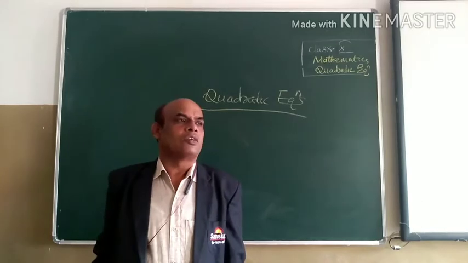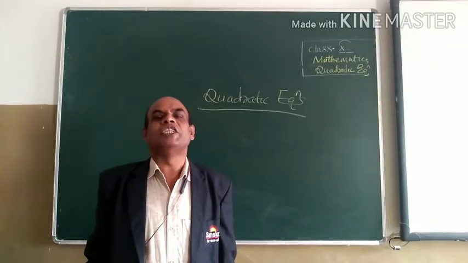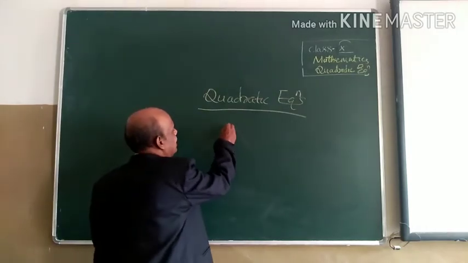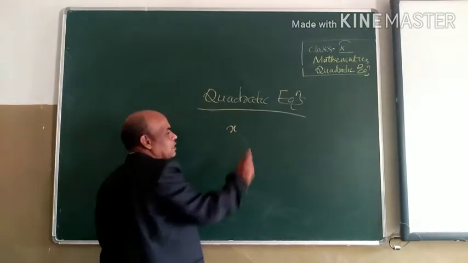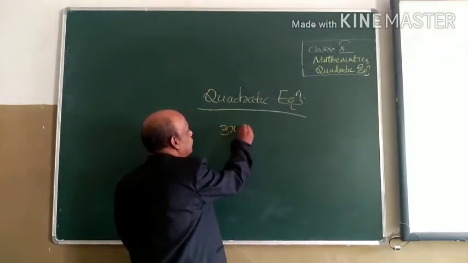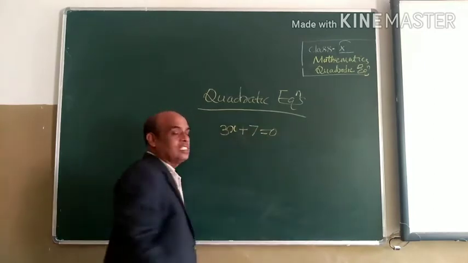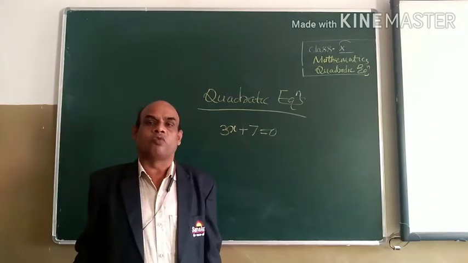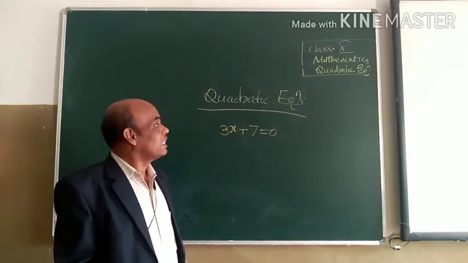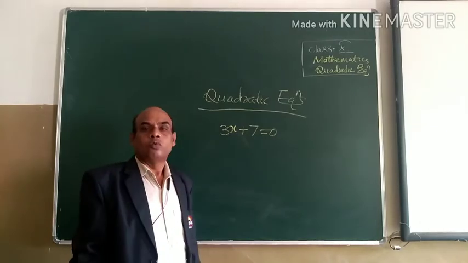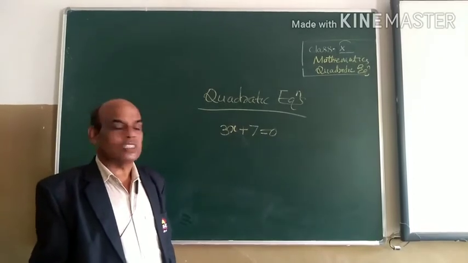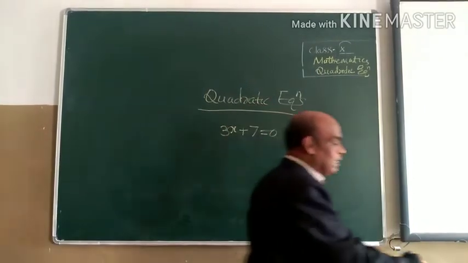In class 9, you have already read about linear equations, where x power is 1. Suppose I write 3x plus 7 is equal to 0. This is called a linear equation. Why linear equation? Because x power is 1. But in case of a quadratic equation, power should be 2. That is known as a quadratic equation, so we will say power is 2.